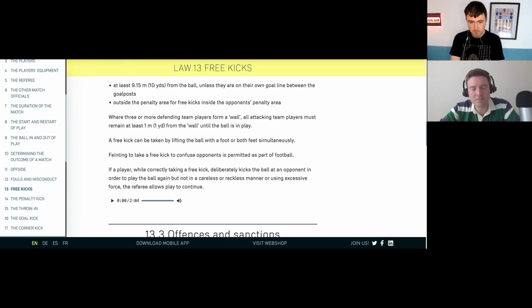So you are allowed to do whatever you like, which is slightly different from a penalty where there are some more restrictions on that. But yeah, run over the ball, do a wee dance. It's very funny when you see these and they mess it up.